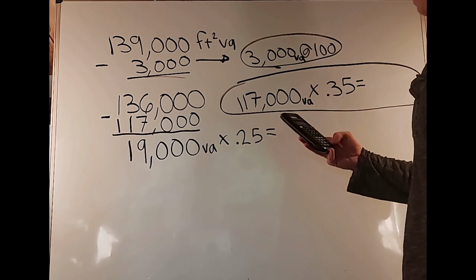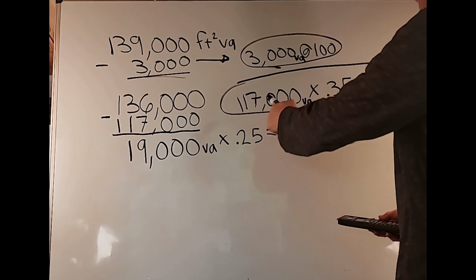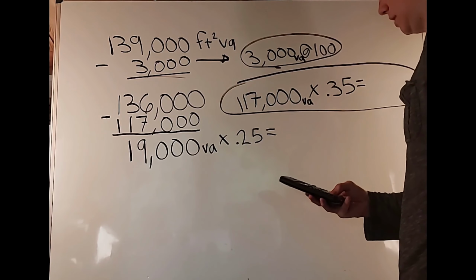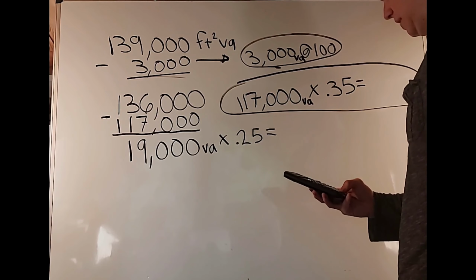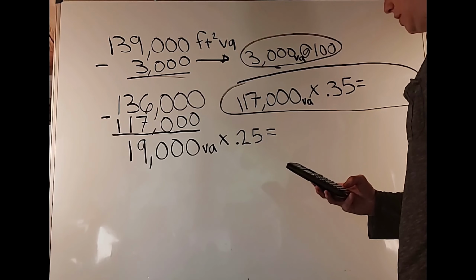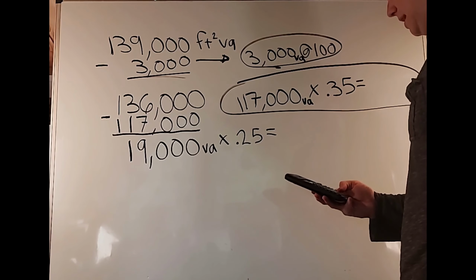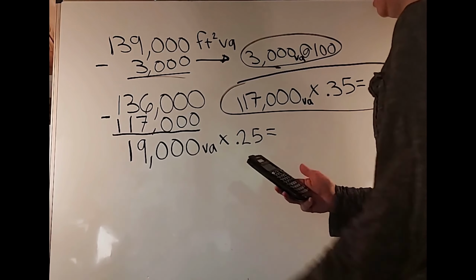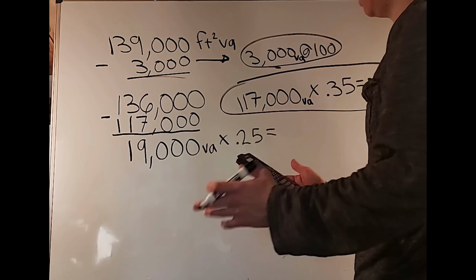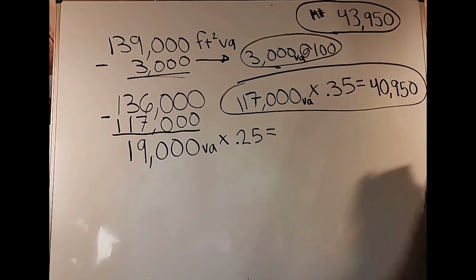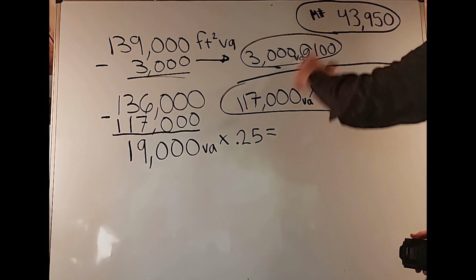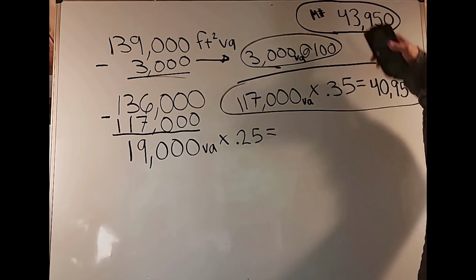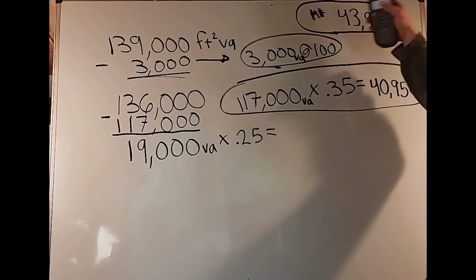I have 3,000 at 100%, and then I have 117,000 at 35%. So first I need to do the 117,000 at 35%, and I'm going to get 40,950. I'm going to add back that 3,000 there. Things already look familiar here. Now I have that 43,950. I like to label everything, so I'm just going to call this M number, magic number, so I can actually label it with something, and I can just look at it real quick and know what this is associated with.